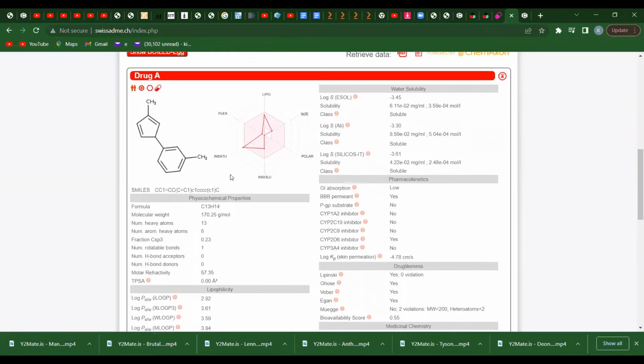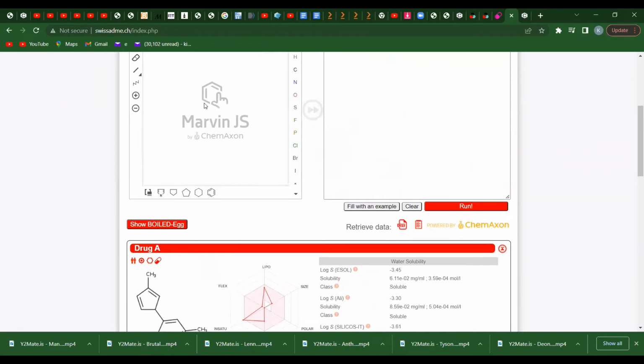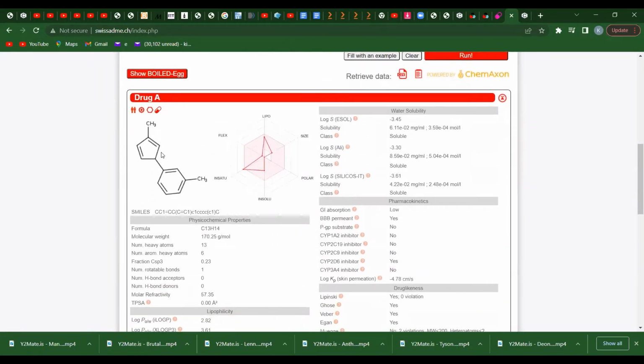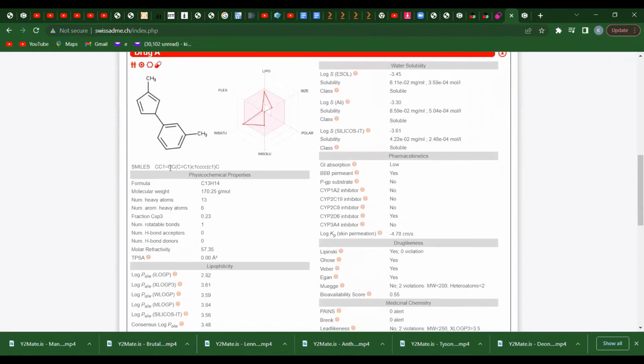And if you come here, this is drug A. Don't forget, the drug A is the one we just formed. Now look, this is the structure we formed, right? This is the SMILES. This is the molecular formula. These are the physical chemical properties. This is the molecular weight. This is the number of heavy atoms, number of aromatic heavy atoms, fraction Csp3, number of rotatable bonds, hydrogen bond acceptors, and number of hydrogen bond donors.